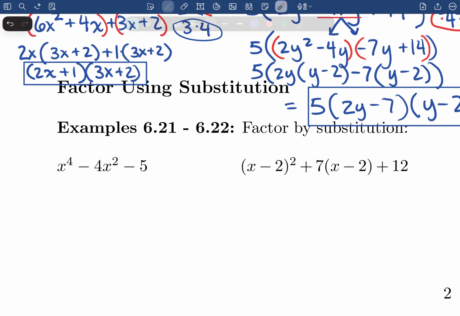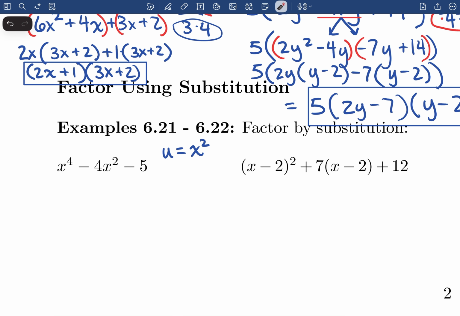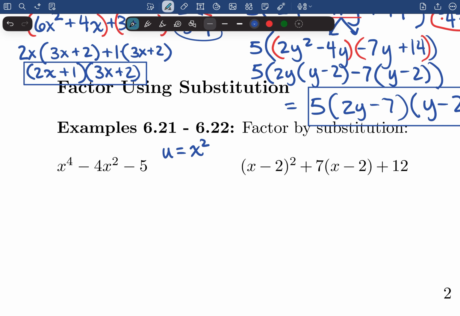And so one trick to use is called substitution, where I could say that something like u is the same thing as x squared. So whenever I have an x squared, I could substitute a u in for it. And u is the common variable used for substitutions in mathematics. So when I see x to the fourth minus 4x squared minus 5, and I substitute u in, I could rewrite this as, well, x to the fourth is u squared. And that's minus 4 times, well, x squared is u, minus 5.